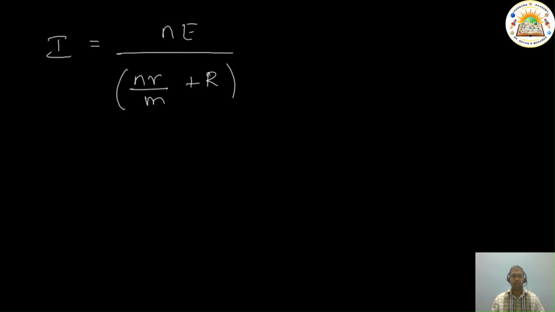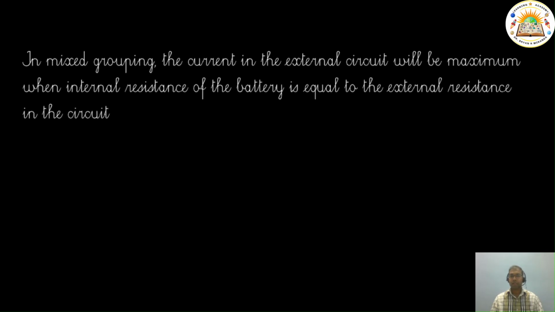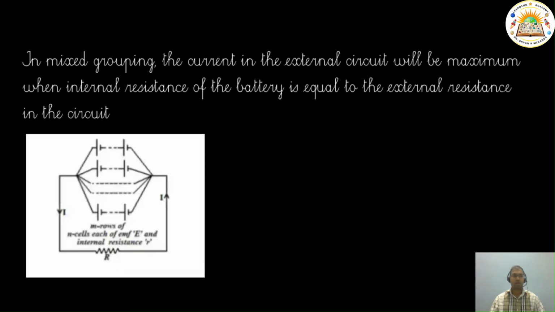So let us have a look. We had the current expression given by I is equal to nE by nr by m plus capital R. So when we substitute this value as R that we just found, I will get current as nothing but nE by 2R. So here we can see that the current is maximum. So depending on the value of R, I will end up getting the maximum value of current. So we can conclude that in a mixed grouping, the current in the external circuit will be maximum when the internal resistance of the battery is equal to the external resistance in the circuit.